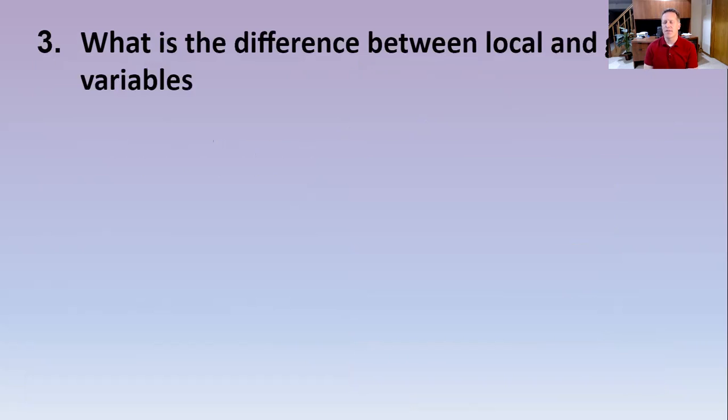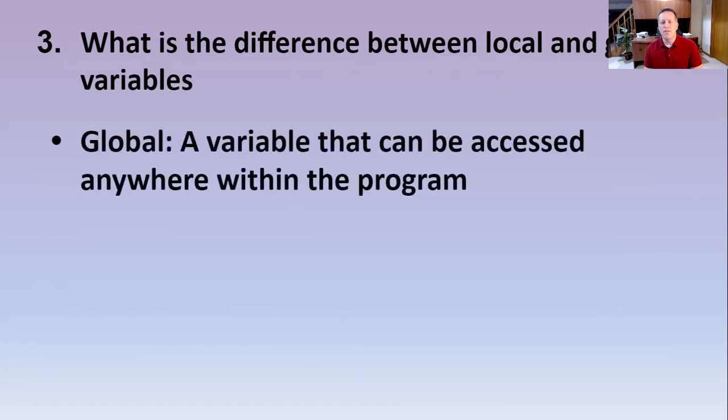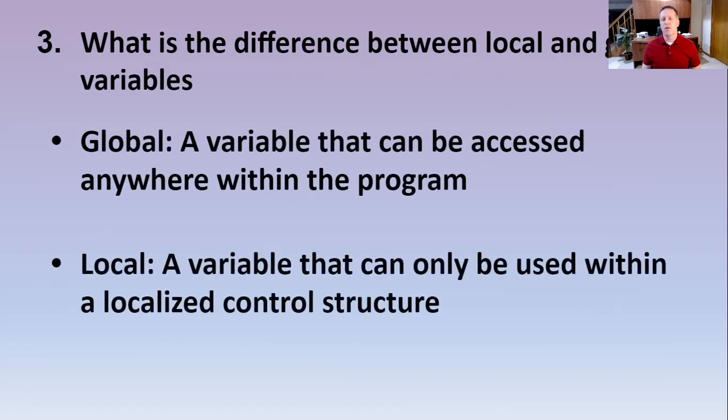Let's talk about the difference between a local and a global variable real quick. And this was our 3rd, and really for the purposes of this video, this is our last major topic. I'm going to show you just a little bit about App Inventor, but basically this is our last major topic. A global variable is a variable that can be accessed from anywhere in the program. Anywhere at all, anything can look at that variable and read what it is. But a local variable can only be viewed or used within a specific control structure. So I'll show you what that looks like in App Inventor in just a second.